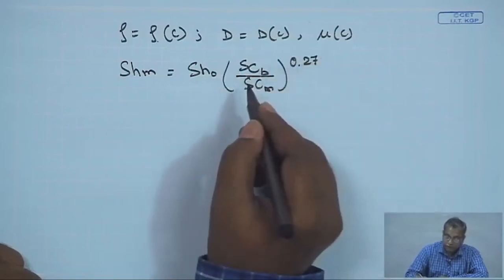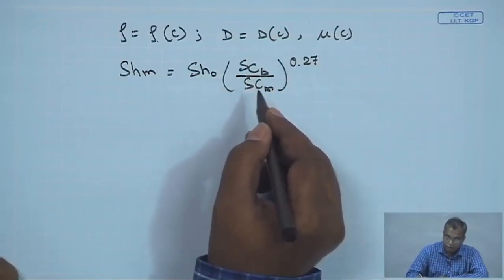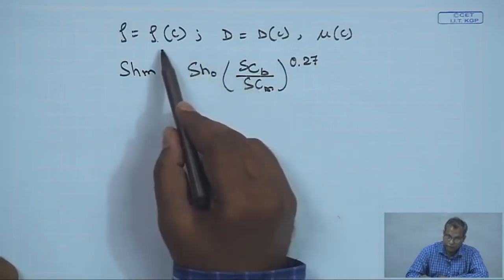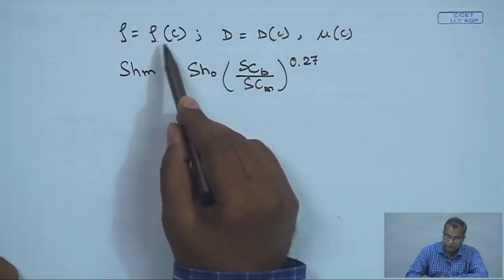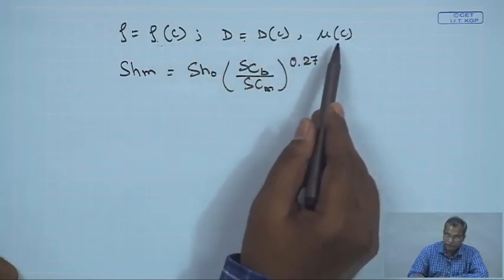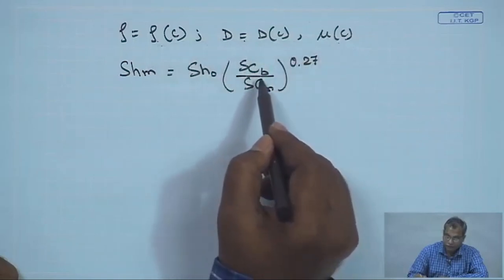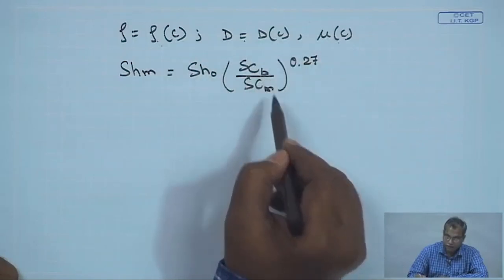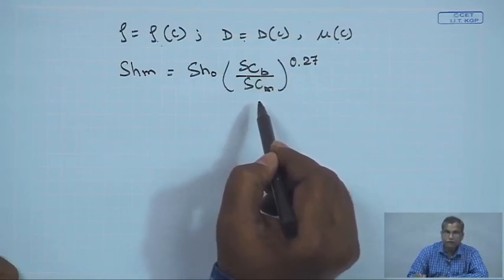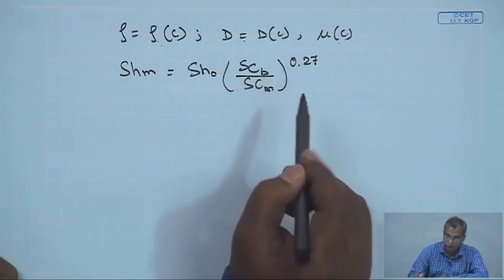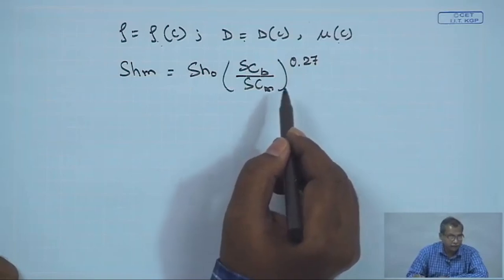So, if one wants to consider the property variation of density, diffusivity and viscosity, then one can include the Schmidt number at bulk concentration divided by the Schmidt number at membrane surface concentration, raised to the 0.27, as a sedated correction factor.